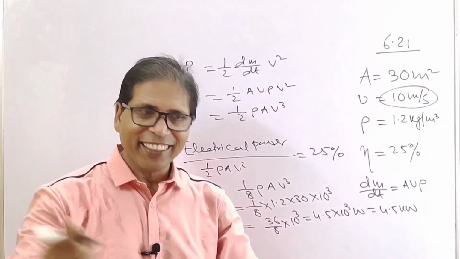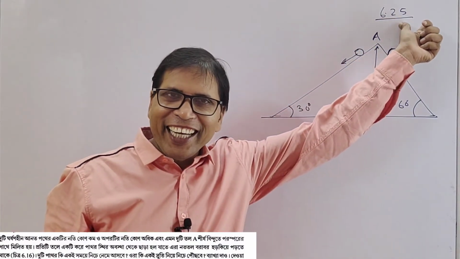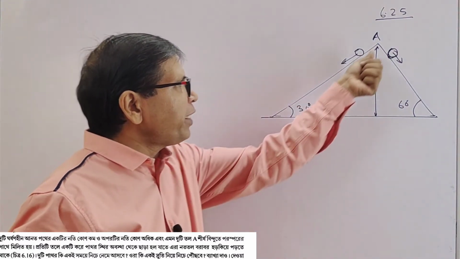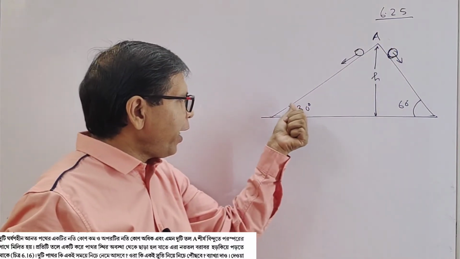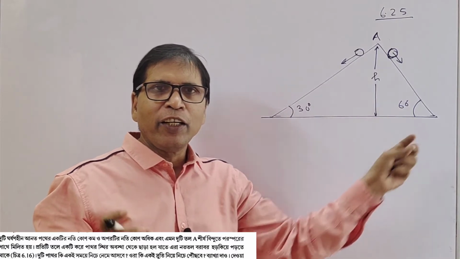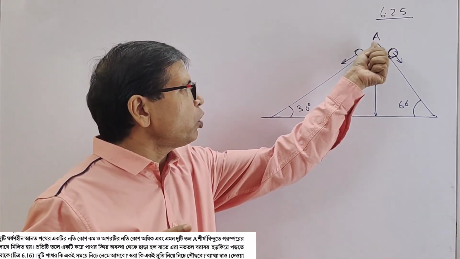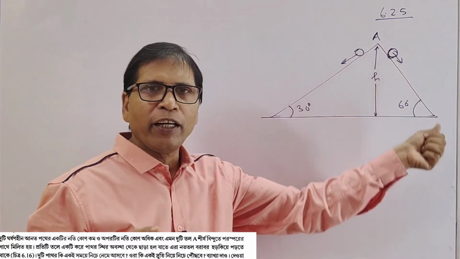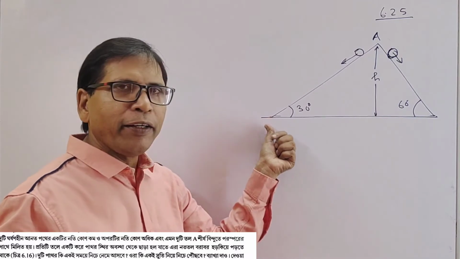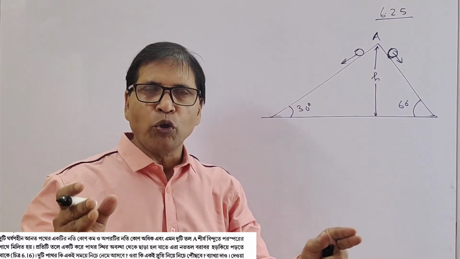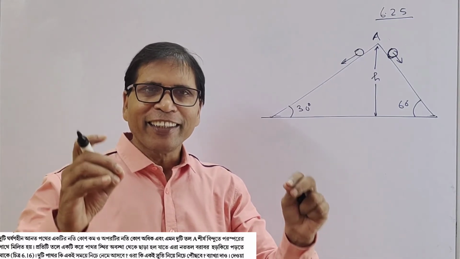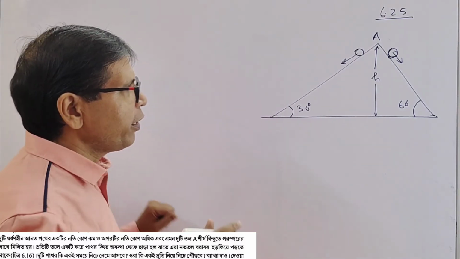Okay, understood? Next, NCERT 6.25. Two inclined planes meet at the point A. Here the angle of inclination is 30 degree and here 60 degree. Two stones are allowed to slide from the two inclined planes. We have to calculate the speed at the bottom of the inclined plane and the time taken by the stone to reach the bottom. So first of all we have to calculate the velocity at the bottom point.